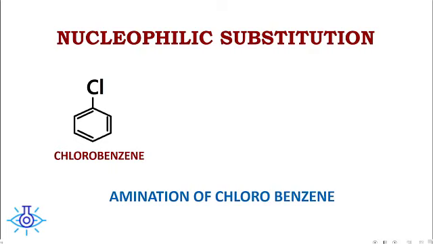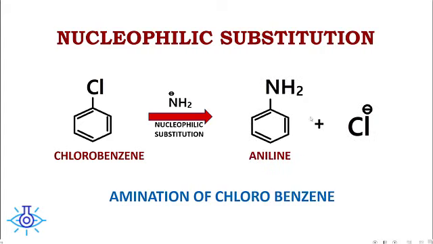So this is chlorobenzene. When chlorobenzene is attacked by a nucleophile like NH2 minus, this chlorine atom is replaced by NH2 minus. So the product formed will be aniline and Cl minus. So one group, that is this chlorine atom, is replaced by or substituted by NH2 minus. Since a substitution is occurring by a nucleophile, we call this reaction a nucleophilic substitution reaction.